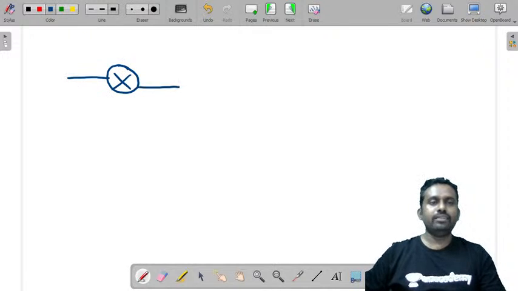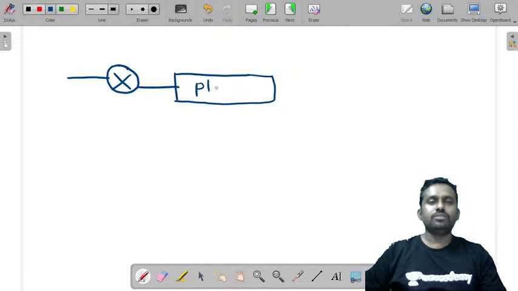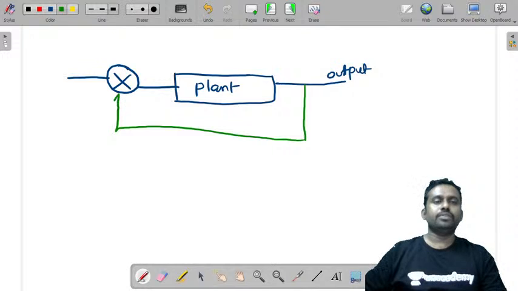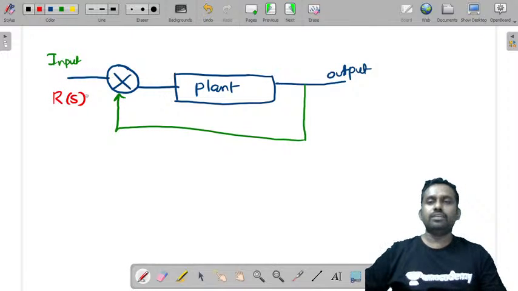This is the error detector. I'm just drawing the plant and controller. So you'll also have a controller before this. There is an output, and a part of this output is fed back to the input. So this is the input. Input is represented as R(S), output C(S). The forward path or general open loop system is given as G(S), and feedback is written as H(S).